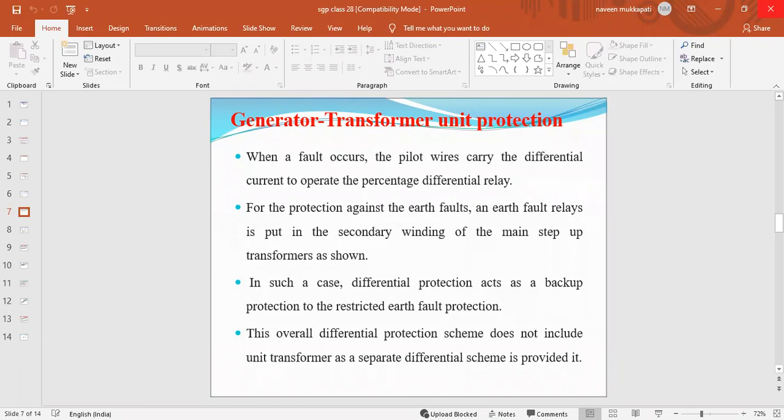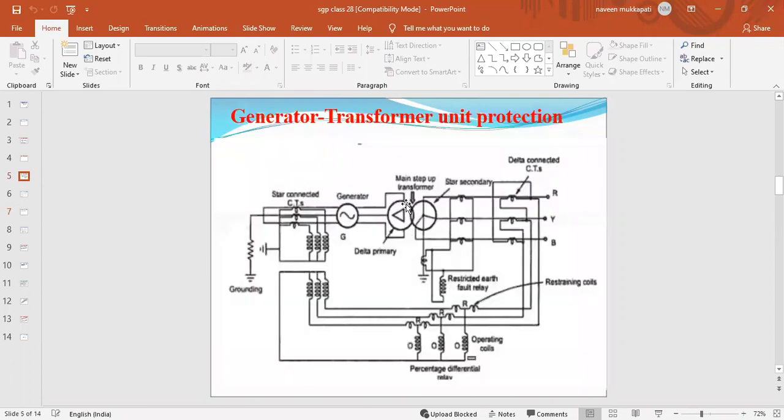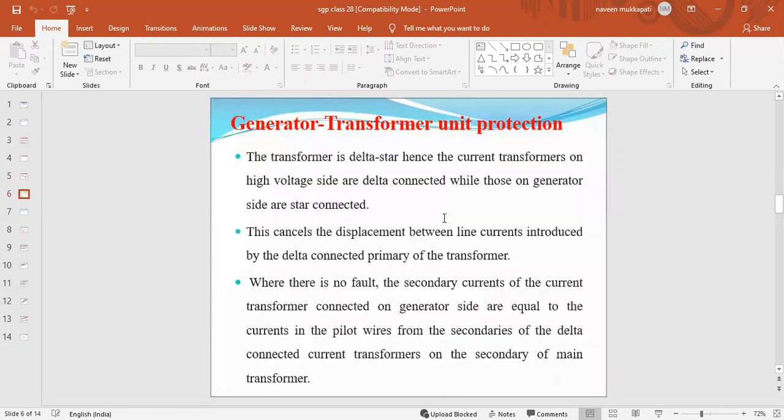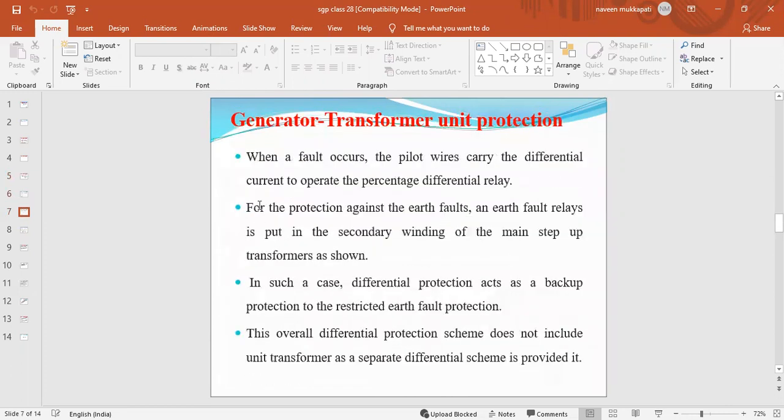For the protection against the earth faults, an earth fault relay is put in the secondary winding of the main transformer. This secondary winding is connected to the restricted earth fault relay for the protection of the transformer against earth faults. That's why we connect the earth fault relay to the secondary of this power transformer.